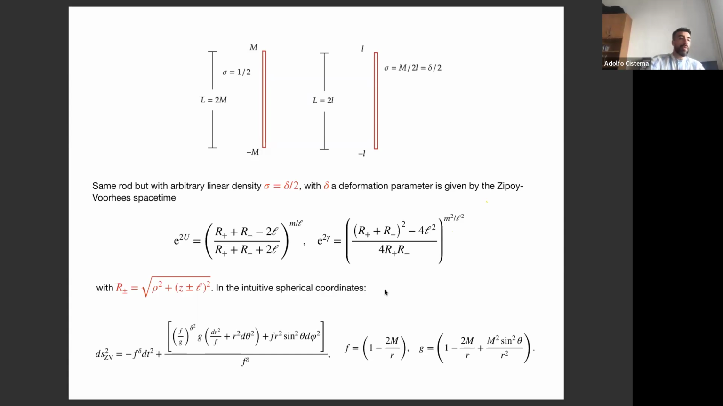Why I'm showing you the Zipoy-Voorhees spacetime? Because every time we will be dealing with Einstein equations, Einstein solutions that are addressed with a minimally coupled scalar field, the static limit always goes to a kind of Zipoy-Voorhees spacetime. So that's why we need to know what the Zipoy-Voorhees spacetime is. Some people call it the gamma metric or the Q metric, and it is known to introduce this multipolar contribution into the non-Killing sector of the metric, which is this function you see here.